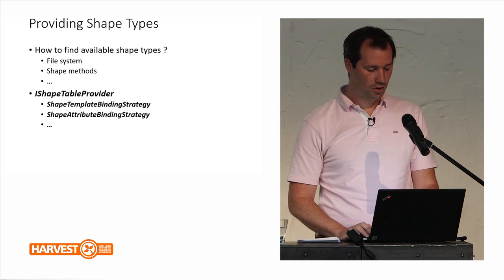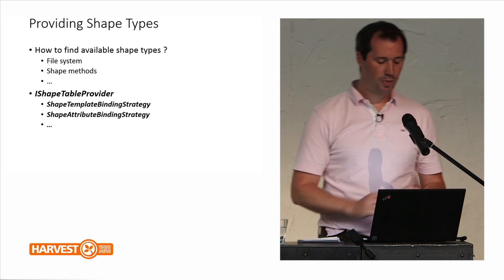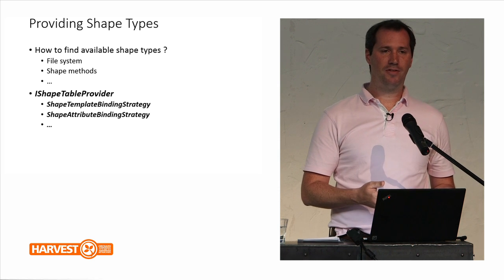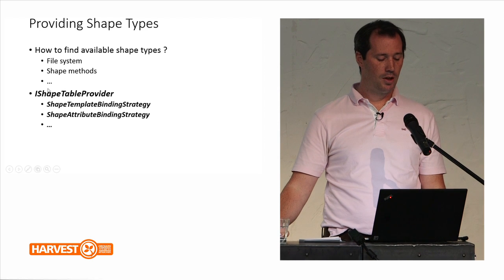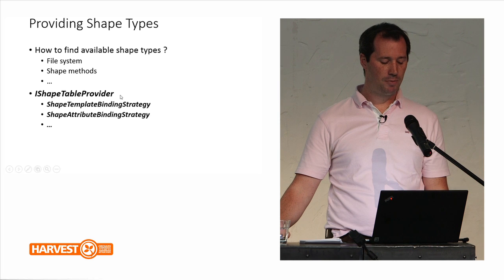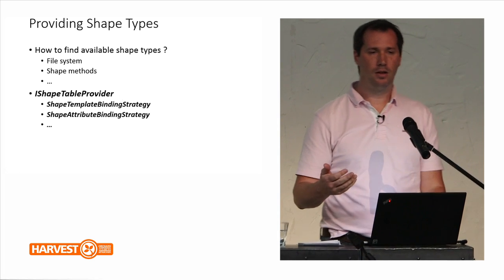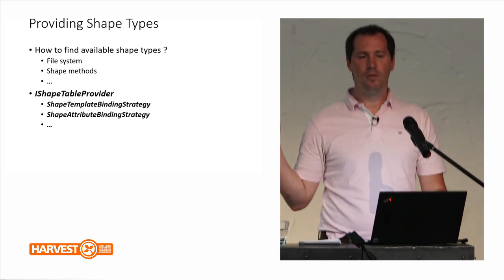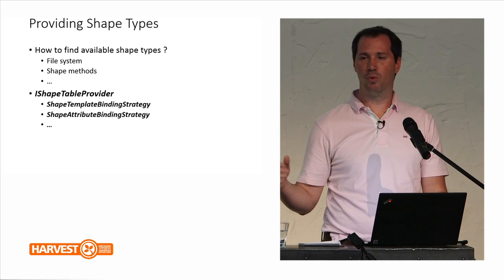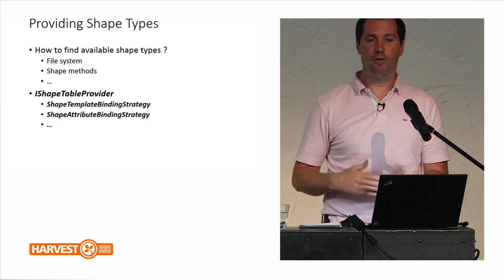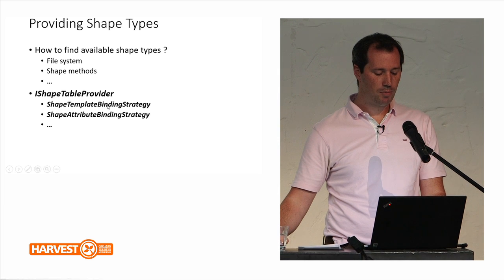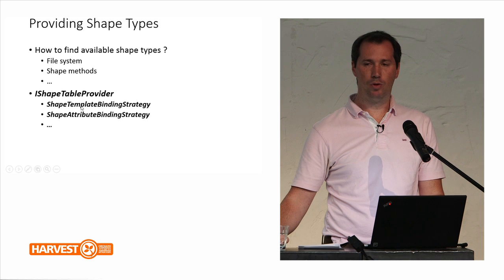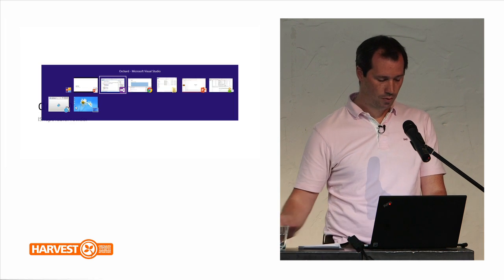So this was the demo of how to display a content item. Now I will explain how the system in Orchard finds all those shapes from the file system and from the shape methods. In Orchard there is an interface called IShapeTableProvider, which is responsible for feeding the shape table with shapes. The shape table is a dictionary of all available shapes and how to render them. There are two concrete implementations right now: the shape template binding strategy, which will look for template files, and the shape attribute binding strategy, which will look for methods with the shape attribute. So it's very easy to understand.